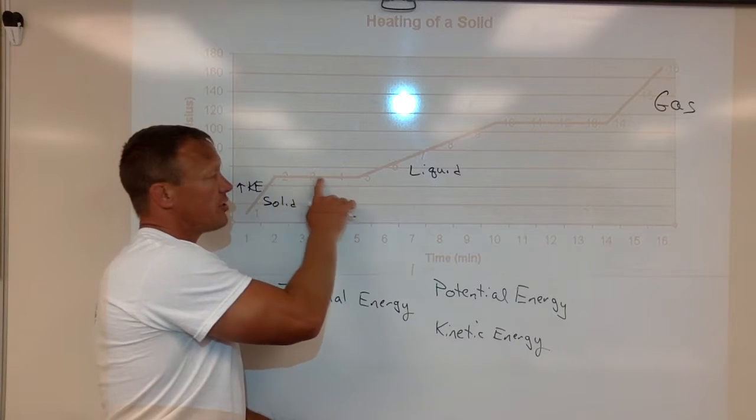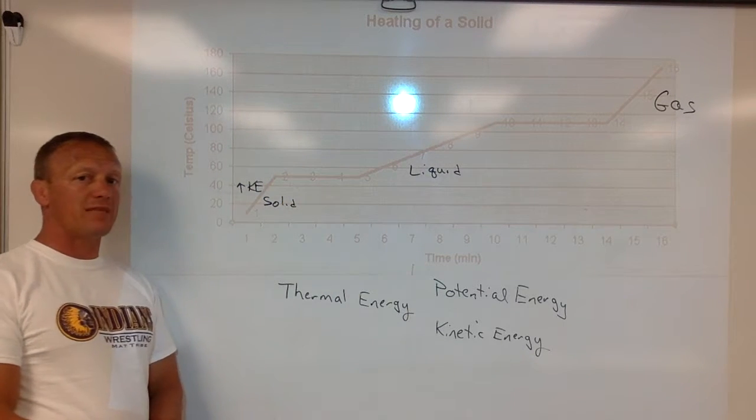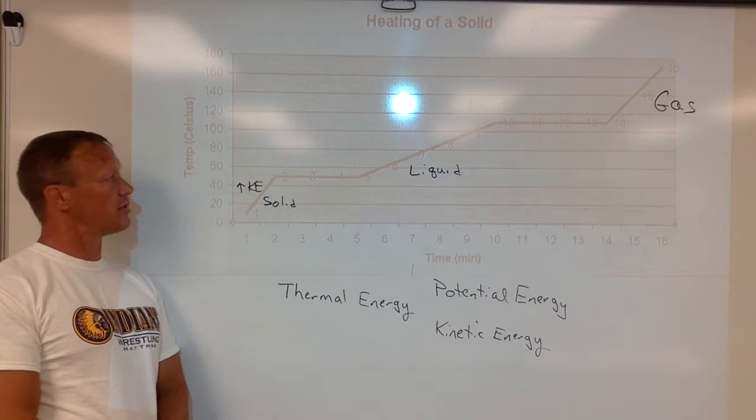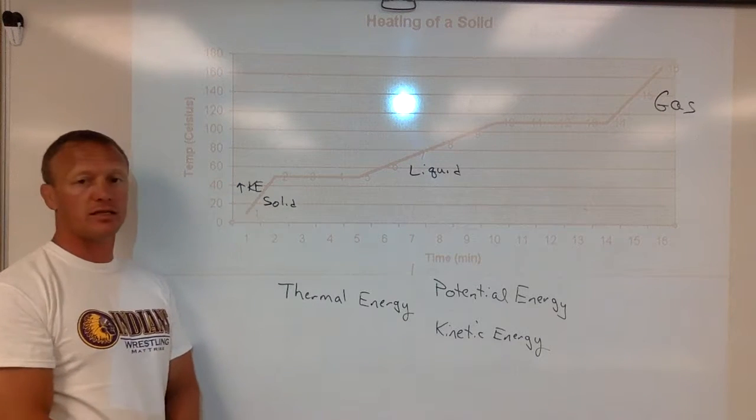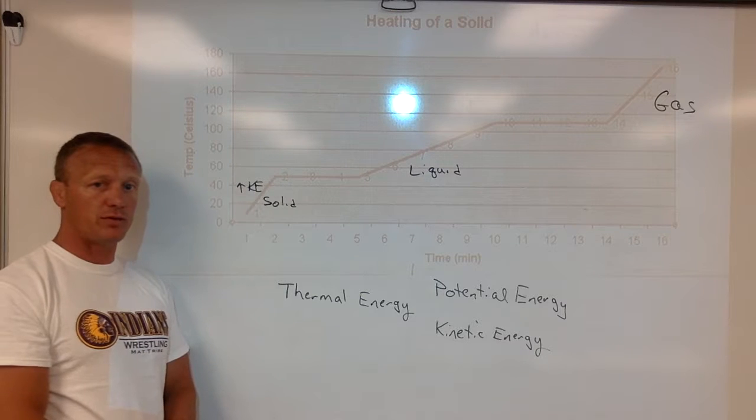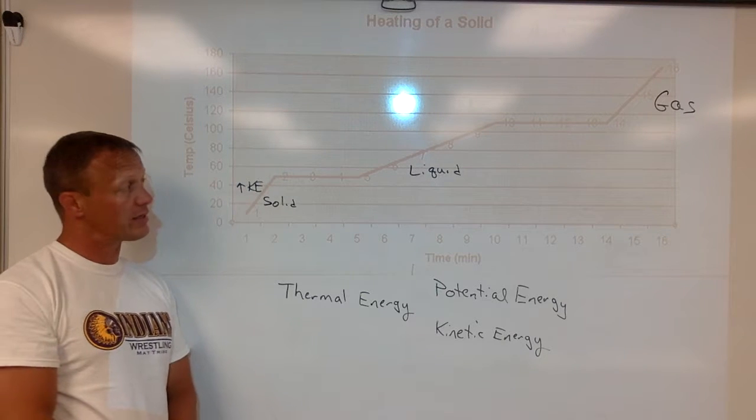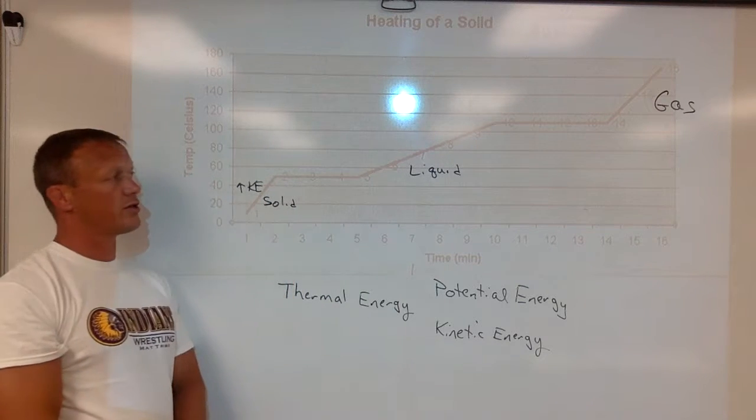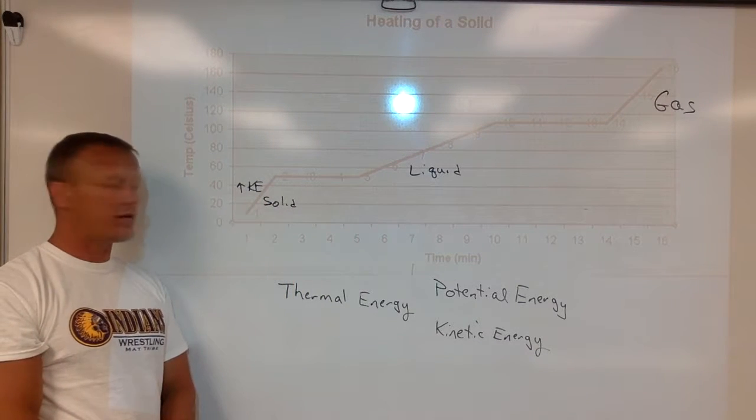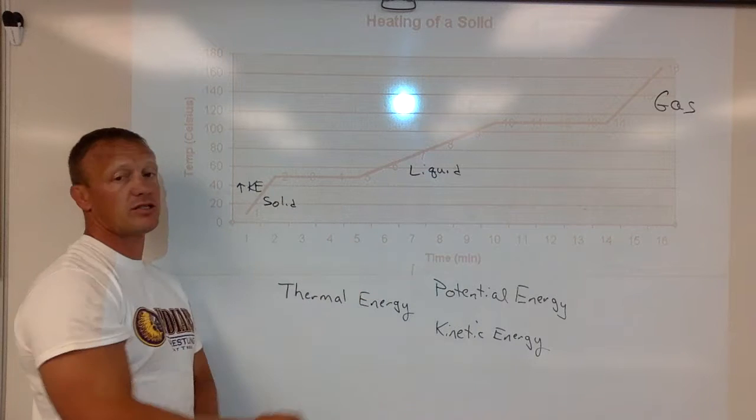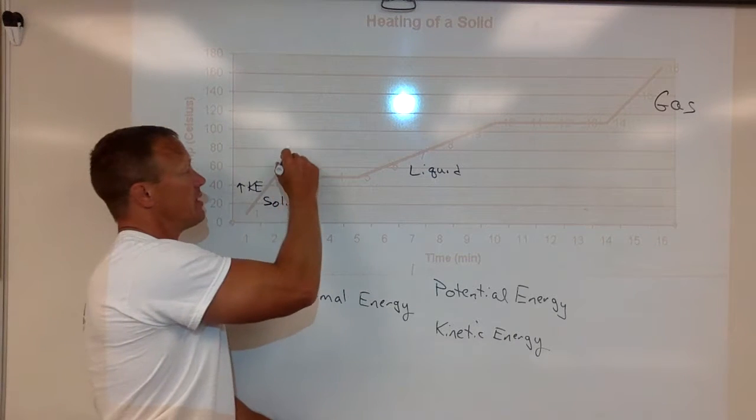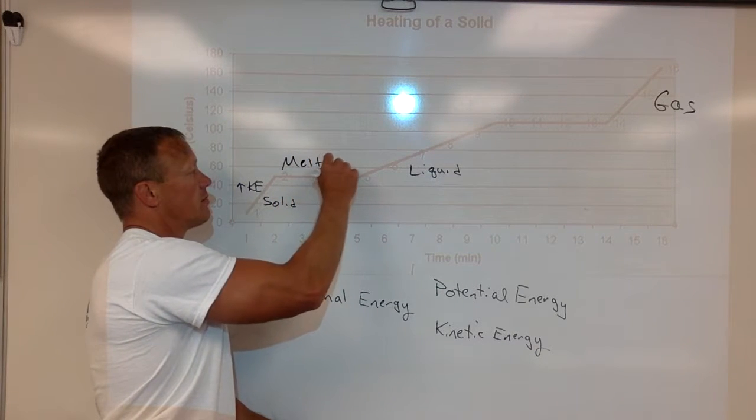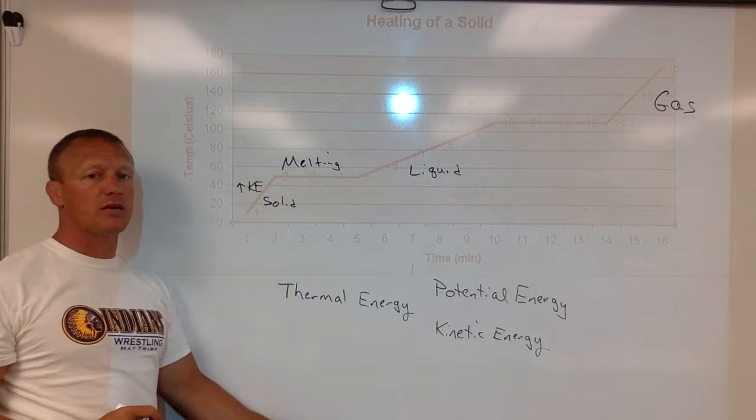Here the substance is changing state. If I ask you what is the melting point of the substance, you'd say it's about 50 degrees Celsius. That's the melting temperature or melting point. That's also the freezing point. To make a liquid turn into a solid in this case would be 50 degrees and below. 50 degrees and above, it will go from a solid to a liquid. So this would be melting.